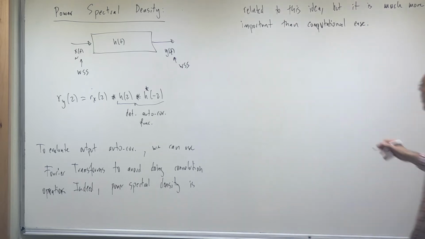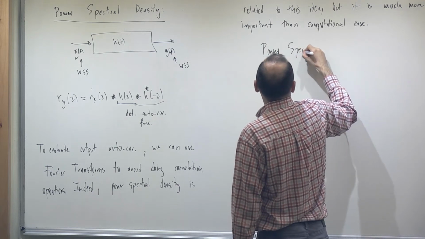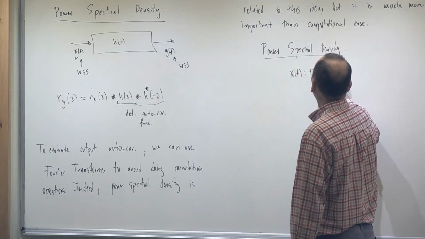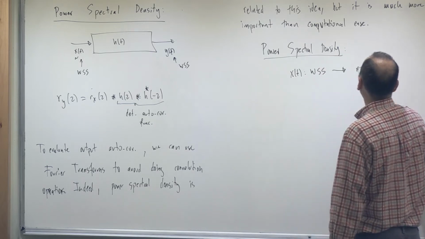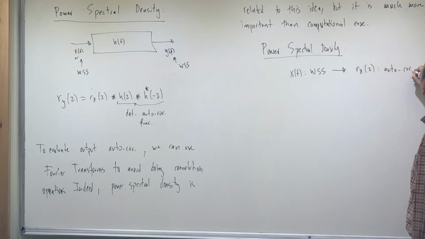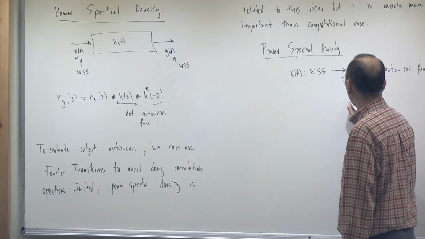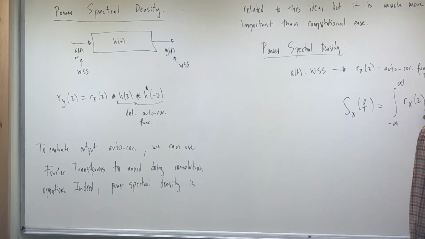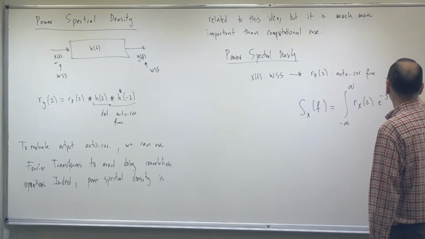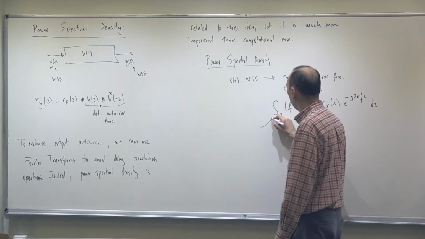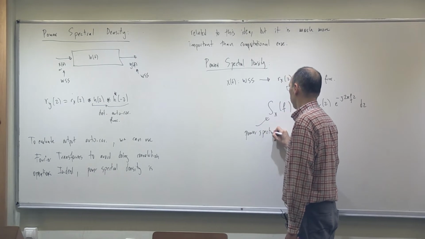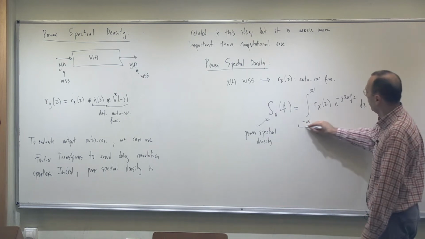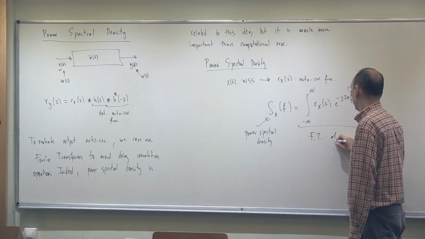So what do I mean by this? Now let's define power spectral density. Let's say that x of t is Wide-Sense Stationary, and then we have our R x of tau, autocorrelation function. Okay. Then we define the power spectral density like this, S x of f. So this is the power spectral density. And what I would like to say is, this is simply the Fourier transform. Okay. This is, let me write it like this, Fourier transform of autocorrelation function.